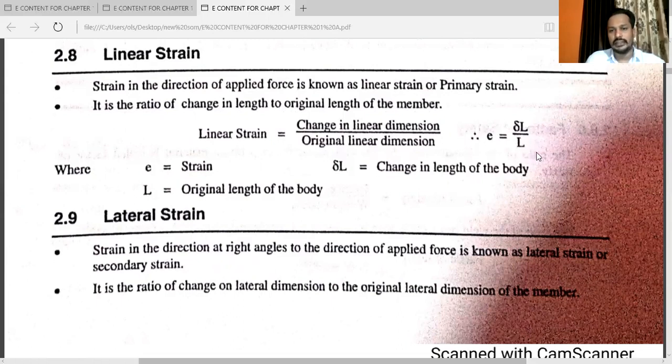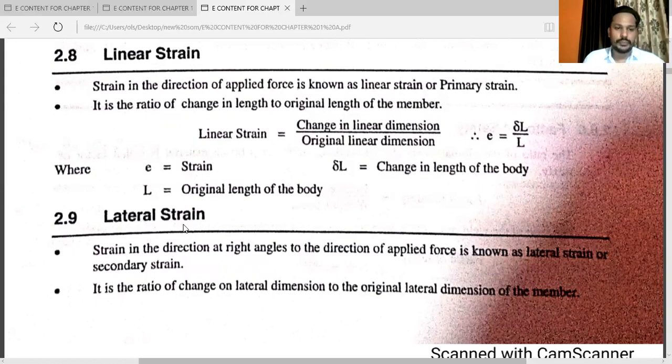Please highlight this formula. Now you have to highlight each and every formula, because while solving problems, all the formulas are required. So small e is your strain, delta L is the change in length of the body, and L is the original length of the body. See, capital E was the Young's modulus. This is your small e, that is strain.